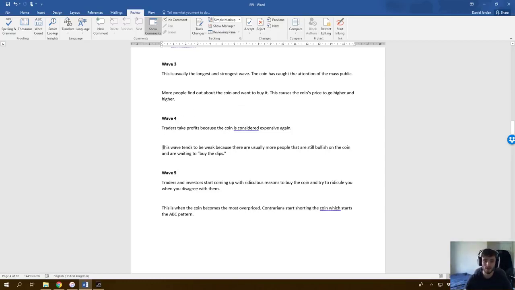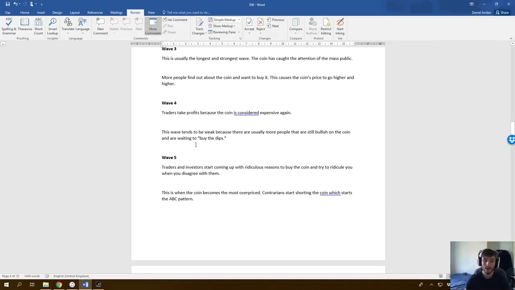Okay, so wave 4 tends to be weak because there are still people in there who are bullish on the coin and are waiting to buy the dip. So after a 120% move upwards, when the coin starts to move down, say 30%, there are people ready and waiting for their coins. Maybe they took profits at the top, or other traders are waiting to buy the dip. Buy the dip is when the coin moves down in price and they're ready and waiting with their orders. Okay, and then that obviously causes the start of wave 5.